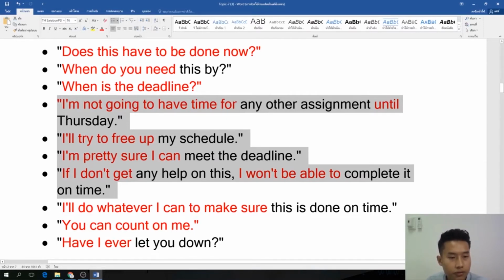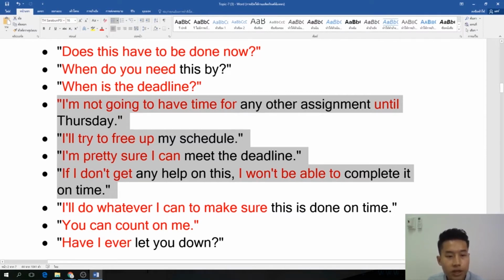I will try to free up my schedule. What does freeing up mean? Freeing up means trying to make it fit, trying to make a gap, trying to make it possible, trying to make it convenient. You're trying to find the time in your schedule. That's what we call trying to free up, right? Free up. And when you speak quickly, it sounds like "I'll try to free up."